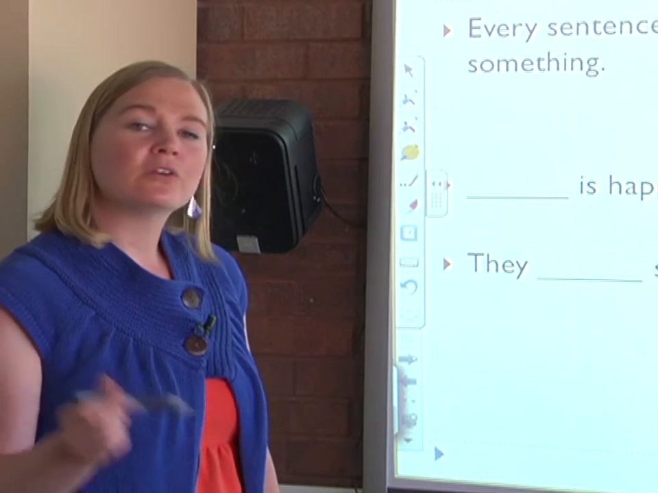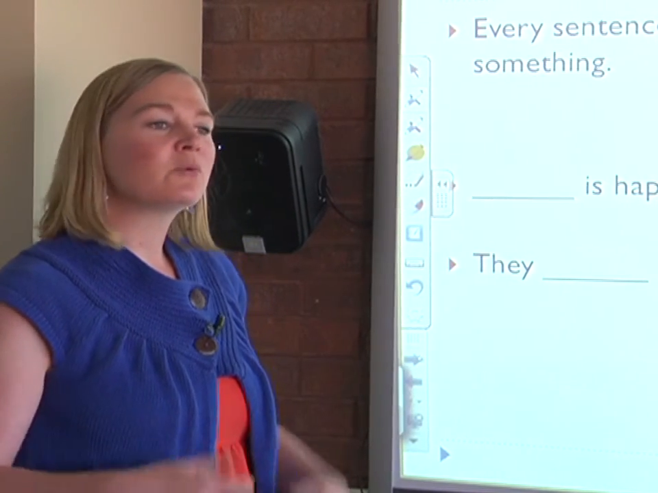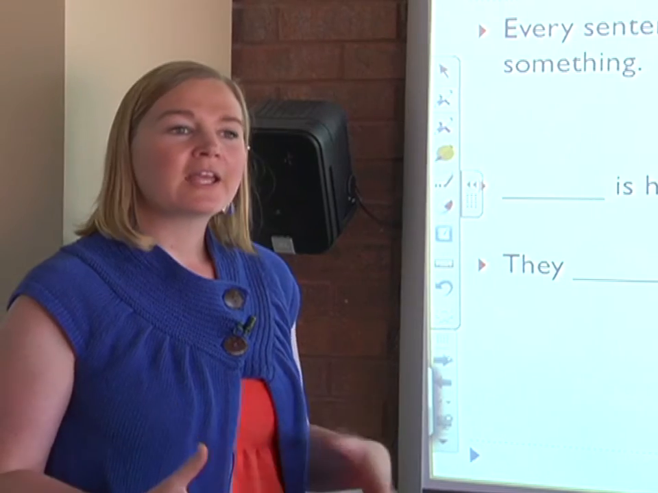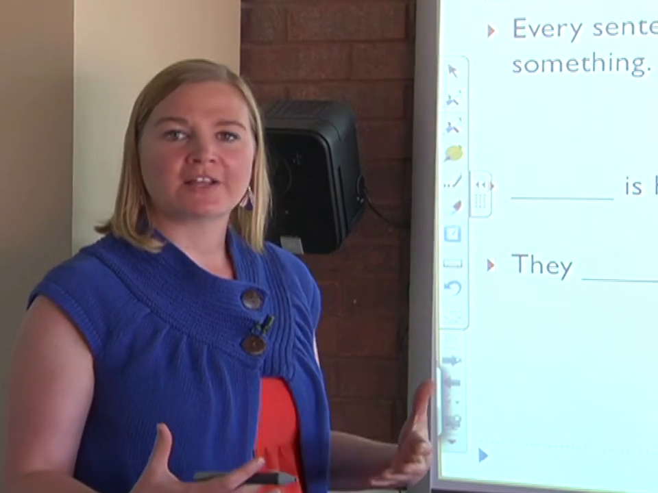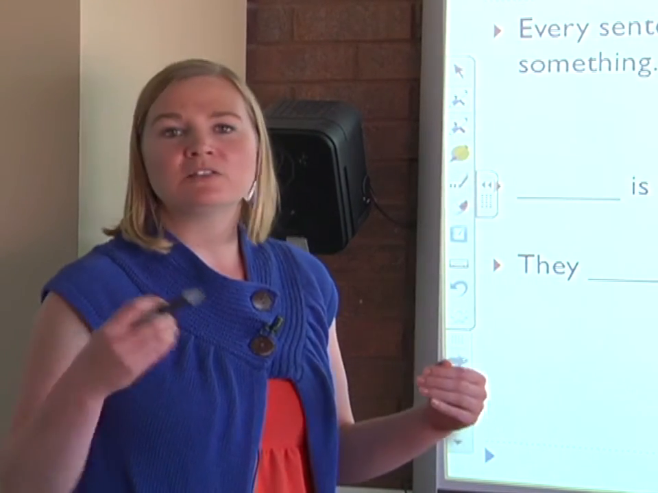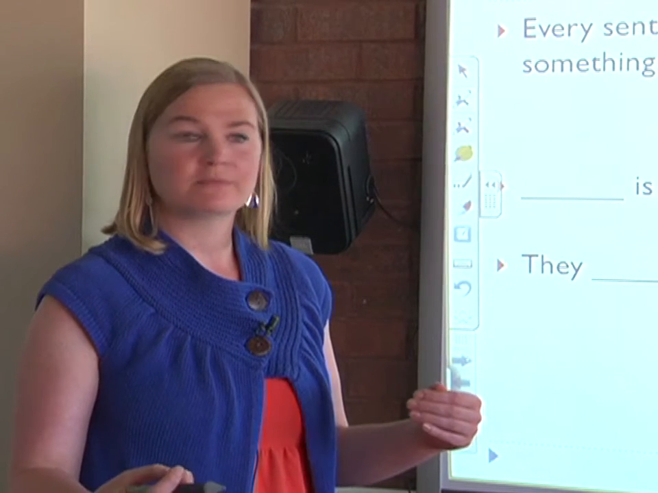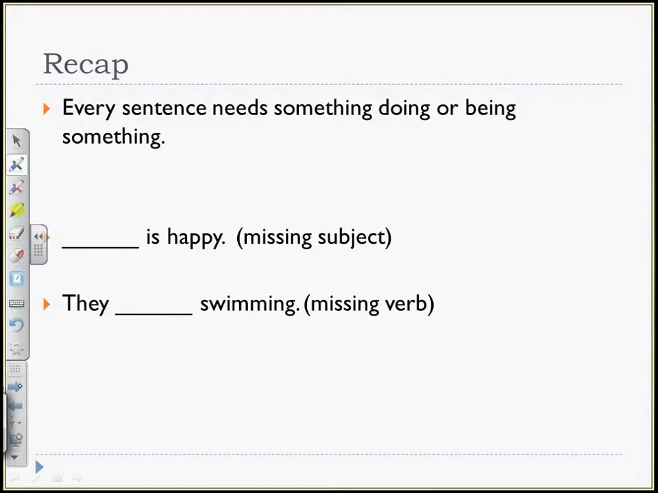So to recap, when you're looking for the subject and the verb of the sentence, it's a fundamental part of the English language that something needs to be doing or being something. If you're missing either a subject or a verb, you don't have a complete thought. So, is happy? That can't be a sentence because it's missing a subject. You need to put a subject in that place. So if you put Sam in that place, then you've got the subject of the sentence.